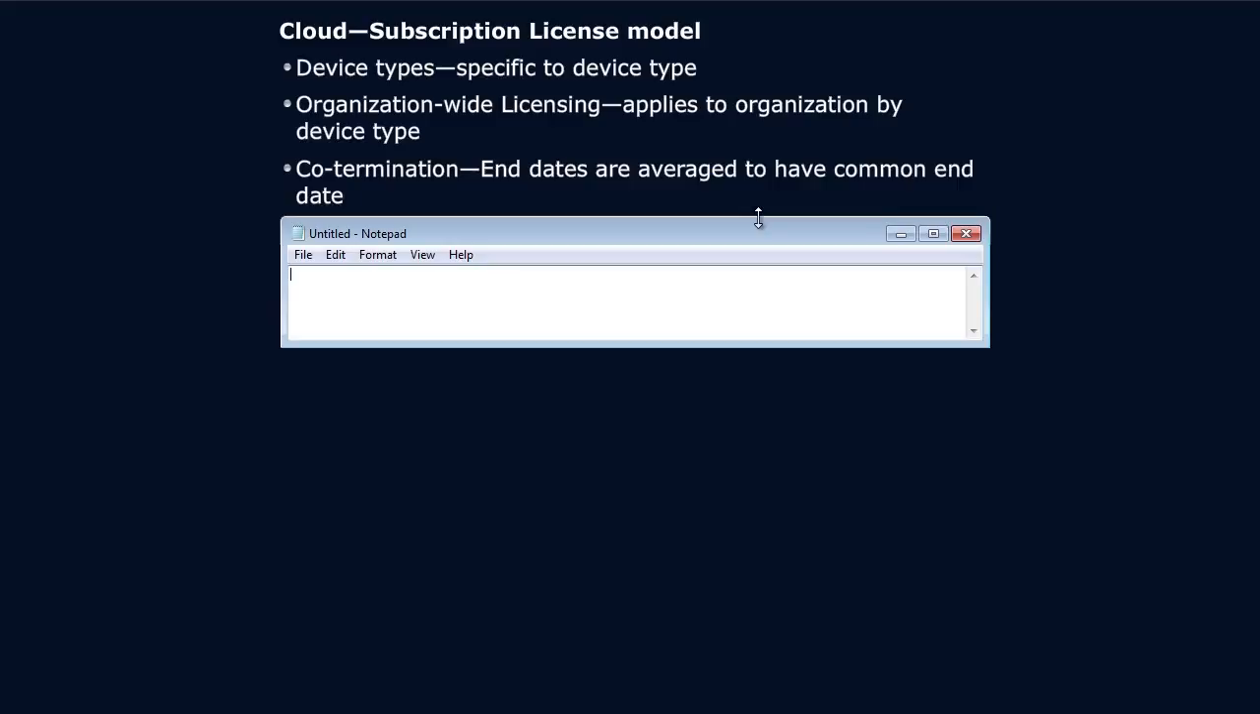Next up is co-termination. End dates are averaged to have a common end date. Now, what do I mean by that? This means if I purchase an item that has, let's take that again. Let's say I purchase a new item with a year left on licensing. It's year to year licensing. And I'm adding that to my organization that has a particular piece of equipment, another AP MR34, same exact piece of equipment with 6 months of licensing left.